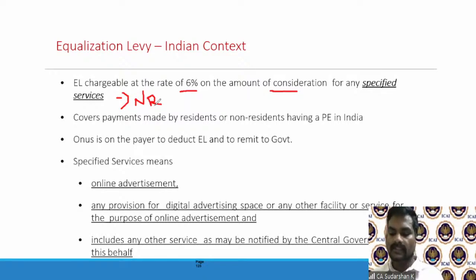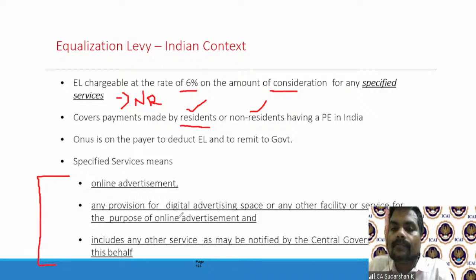165. So basically, it says a non-resident who receives a consideration for any specified services from a resident in India or a non-resident having a PE in India. So therefore, any resident who makes payment to a non-resident for specified services. Now, what are those specified services? The specified services are online advertisement, any provision for digital advertising space, or any other facility or service for the purpose of online advertisement, and includes any other service.